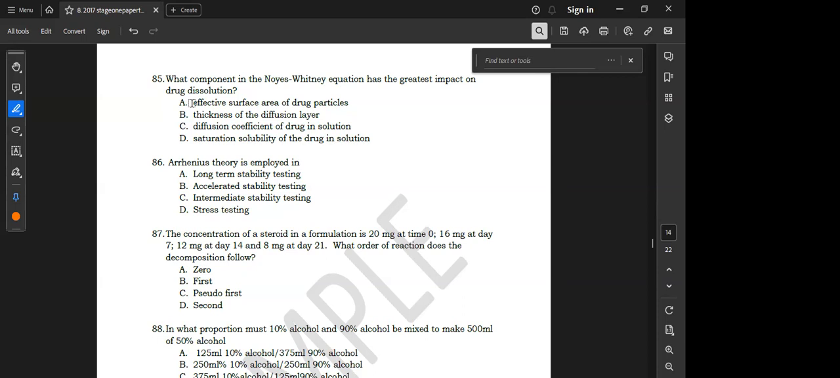Yeah. Then what else is there? The concentration gradient. The greater the concentration gradient, the faster the diffusion. And then the thickness of the stagnant layer. The more the thickness, the lesser the diffusion. So we go for surface area of the drug particles.